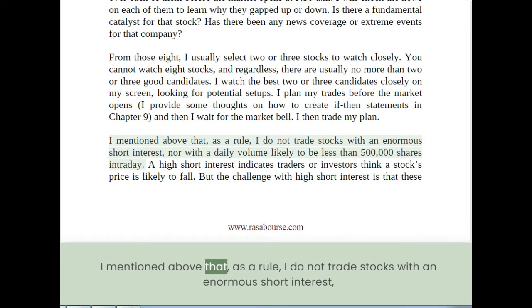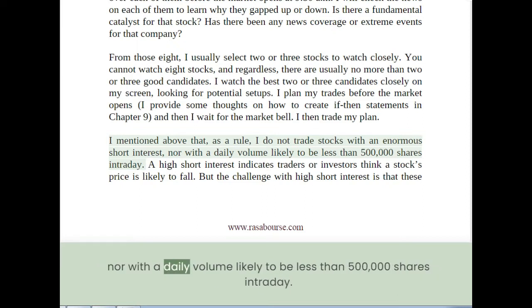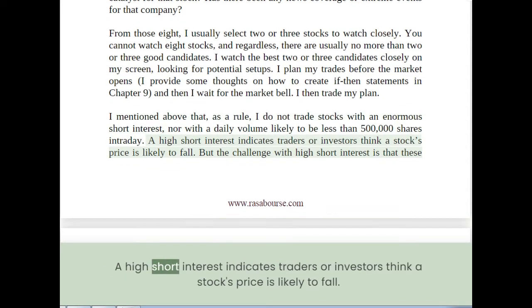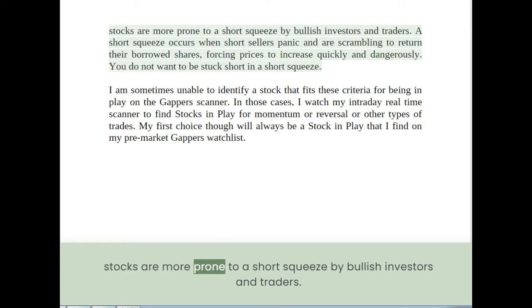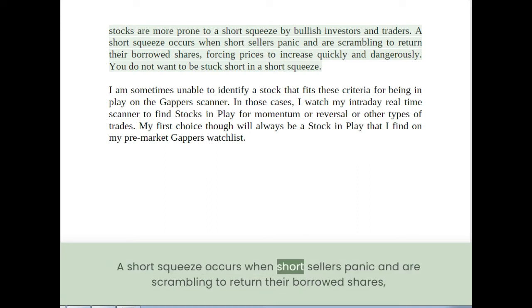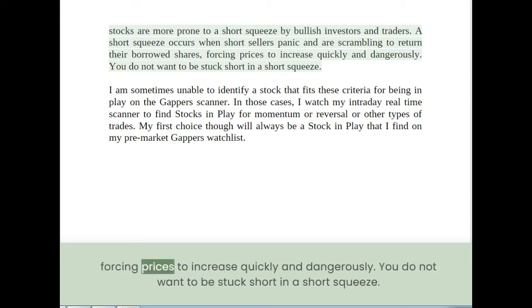I mentioned above that, as a rule, I do not trade stocks with an enormous short interest, nor with a daily volume likely to be less than 500,000 shares intraday. A high short interest indicates traders or investors think a stock's price is likely to fall. But the challenge with high short interest is that these stocks are more prone to a short squeeze by bullish investors and traders. A short squeeze occurs when short sellers panic and are scrambling to return their borrowed shares, forcing prices to increase quickly and dangerously. You do not want to be stuck short in a short squeeze.